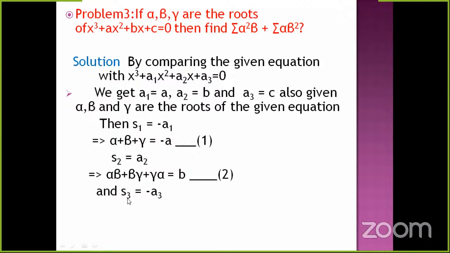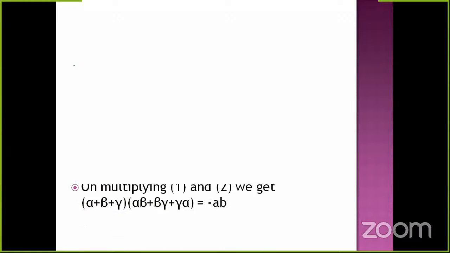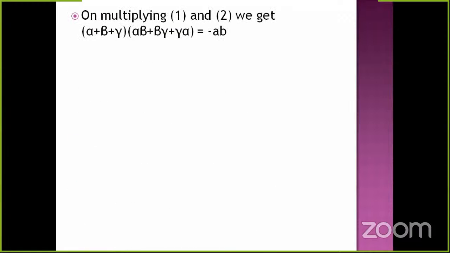Now consider at last S3. S3 will be equal to minus a3, and S3 is the product of 3 roots, that is alpha beta gamma, which is equal to minus c. Take it as equation 3. Now remember these equations 1, 2 and 3. Okay. Now we will solve to find out that condition.